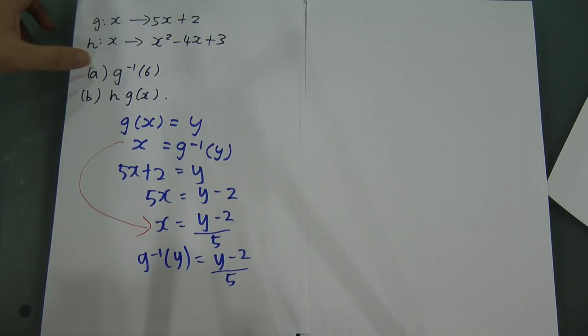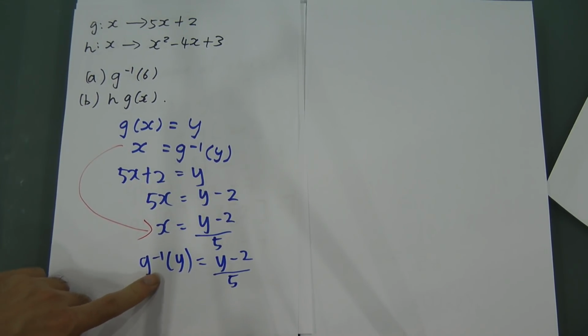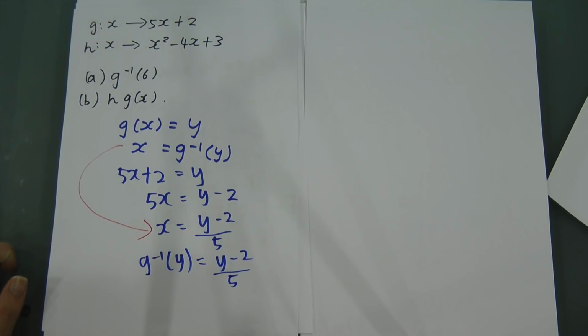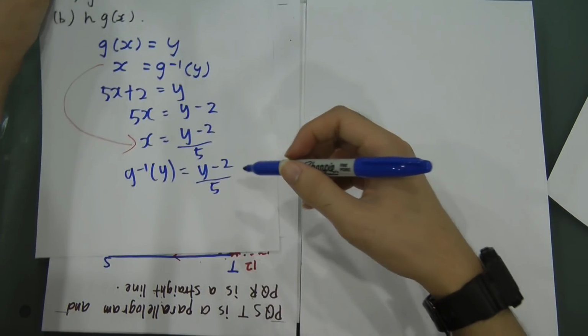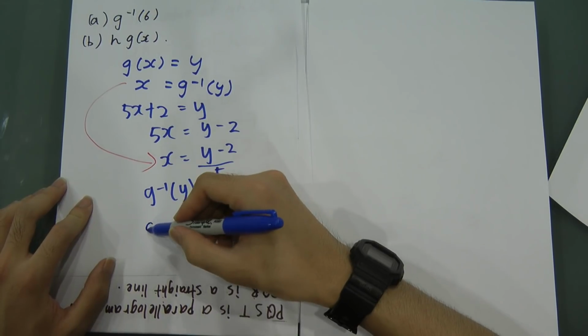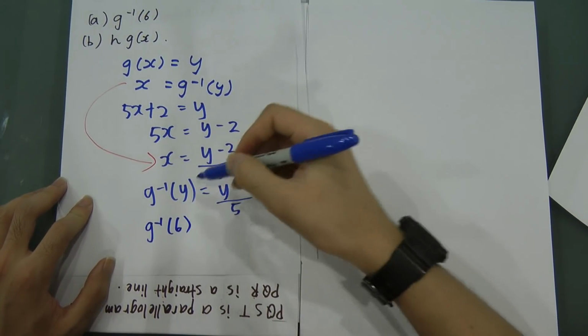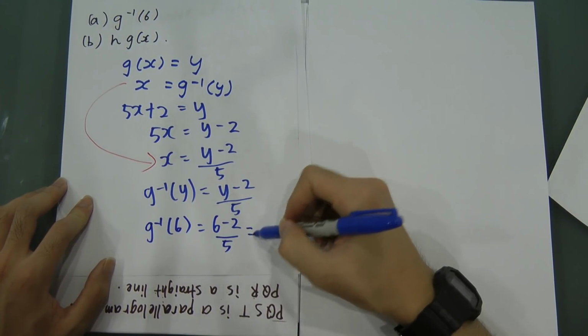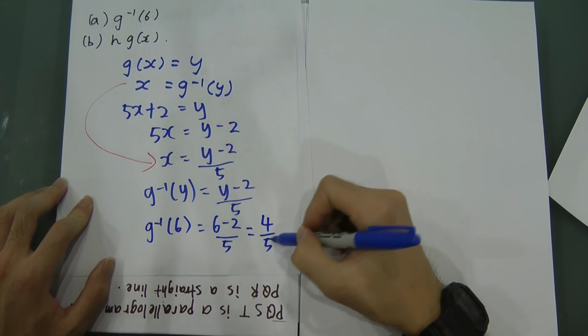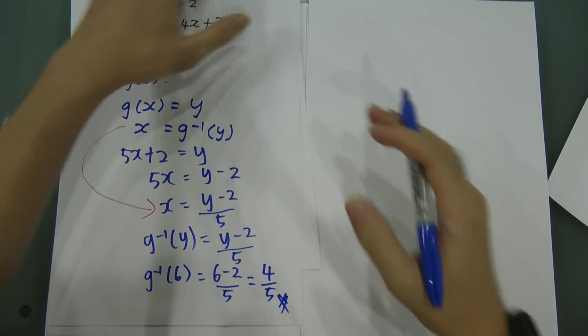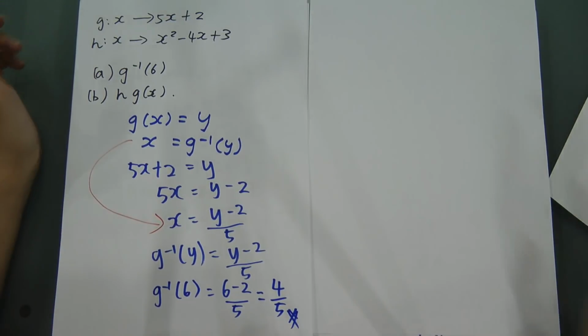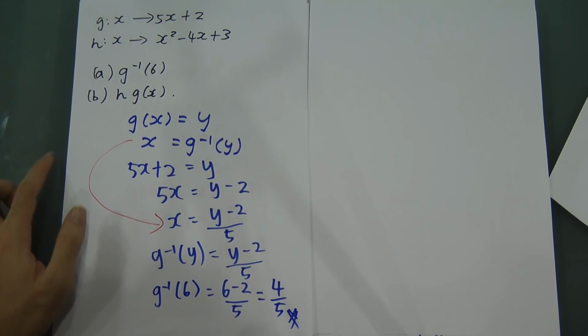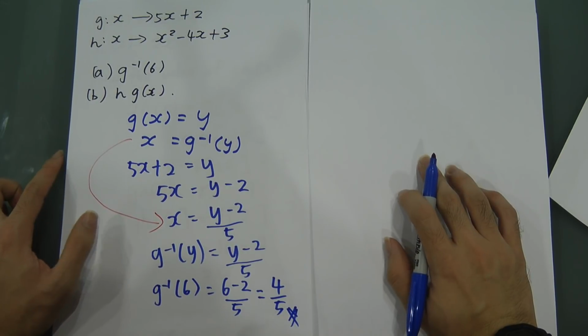So what he wants here is g inverse 6. When I see 6 here, it means you put all the 6 into the y. So therefore, it's very simple. You just move the 6 into it. So you will get g inverse 6, all the y put the 6 into it. So 6 minus 2 divided by 5. So you will get 4 over 5. This is the answer. Okay? Can get it? Okay, if can get it, we go to the second one.